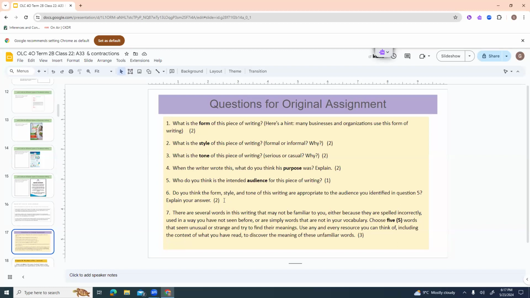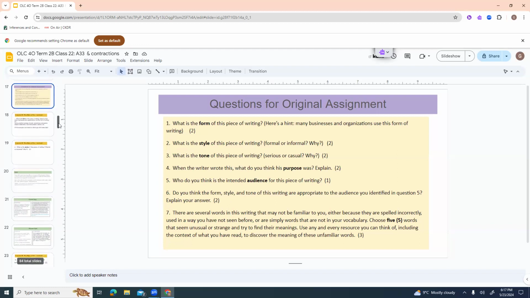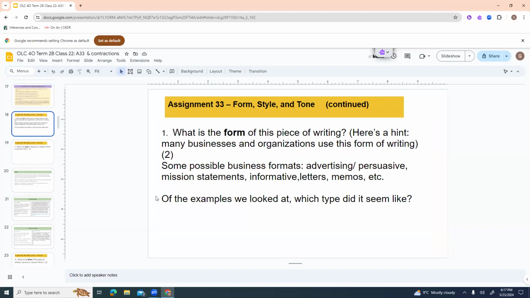Number 7, there are several words in this writing that may not be familiar to you, either because they're spelled incorrectly, used in a way you've not seen before, or simply words that are not in your vocabulary. Choose 5 words that seem unusual or strange and try to find their meanings. Use any and every resource you can think of, including the context of what you've read, to try and discover the meaning of these unfamiliar words, and that part is worth 3 marks.